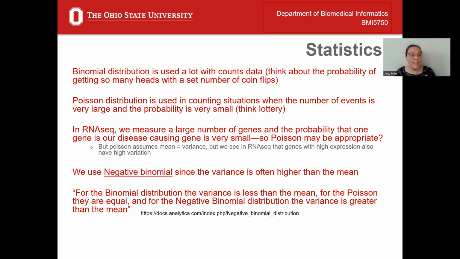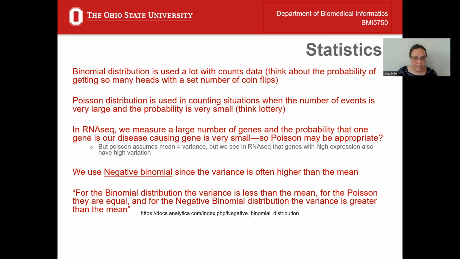So the statisticians have decided that a negative binomial distribution is the best model for our RNA-seq data because it allows that the variance can change with the mean. The binomial distribution would require that the variance is less than the mean. The Poisson assumes that they are equal, and the negative binomial distribution allows that the variance can be greater than the mean.